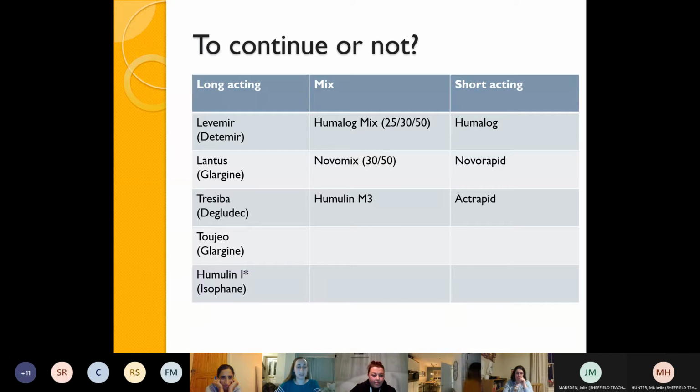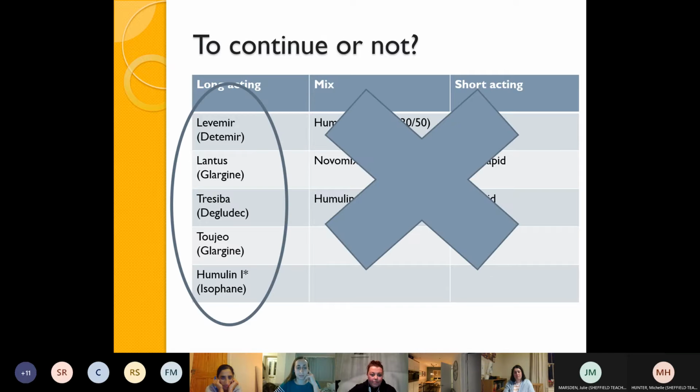So anyone that's on Levemir, Lantus, Tresiba, Toujeo and Humulin I, continue those ideally at their normal time, but if they've been missing it, just give them some. Don't give them that, and do give them that.